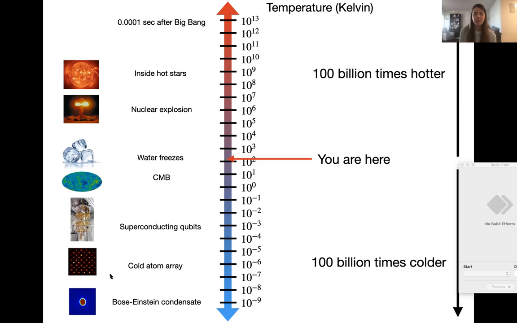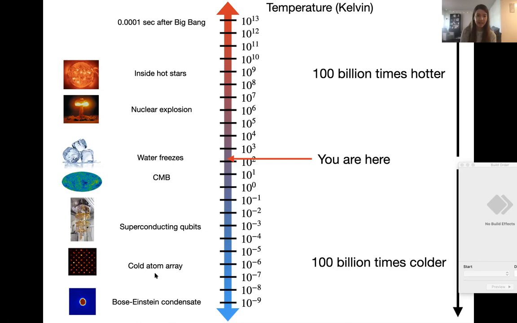And there is this really cool phase of matter that you can study at even lower temperatures called the Bose-Einstein condensate. I used to work with these, super cool. These are at nanokelvin. This is absolutely the coldest place in the universe. And if we go up on this scale, the temperature of a nuclear explosion is at 10 to the 6 Kelvin, and the inside of hot stars is at 10 to the 9 Kelvin. So it's kind of mind blowing to think that you, watching this talk, are closer in temperature to the inside of a burning hot star than you are to the temperature of a cold atom. So it is really, really, really cold.